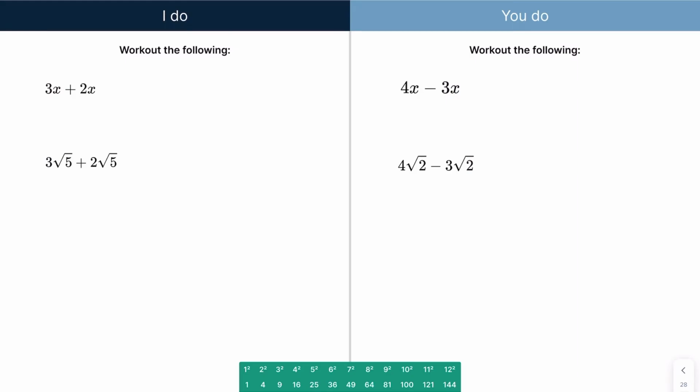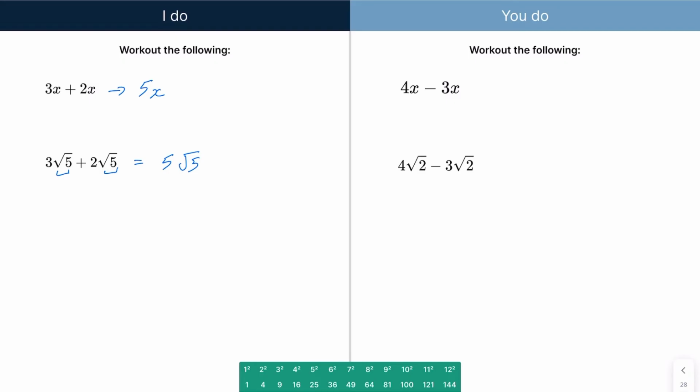Now, looking at addition. The reason I've written 3x plus 2x at the top is because you can imagine it a bit like algebra. So if you were to add these two together, you'd get 5x. So similarly, you've got 3 root 5 plus 2 root 5, and that becomes 5 root 5. That's all there is to it.